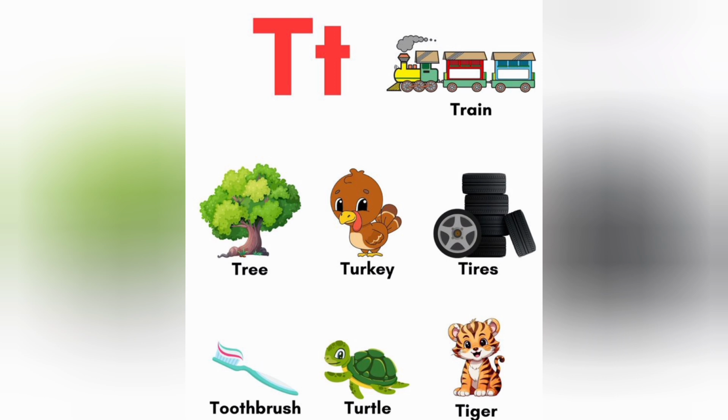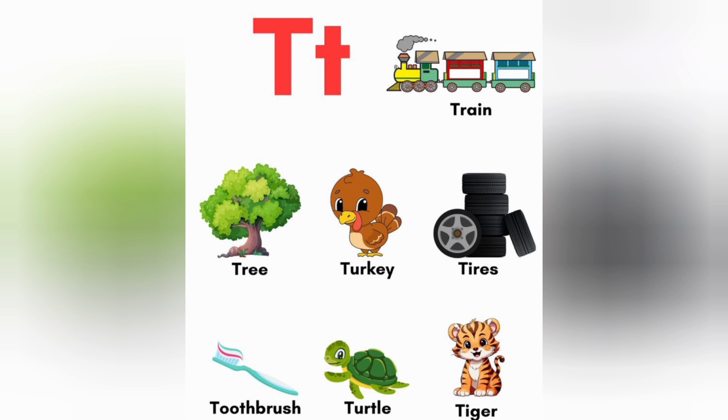This is letter T. T sound T, and T for train. T for tree. T for turkey. T for tires. T for toothbrush. T for turtle. T for tiger.